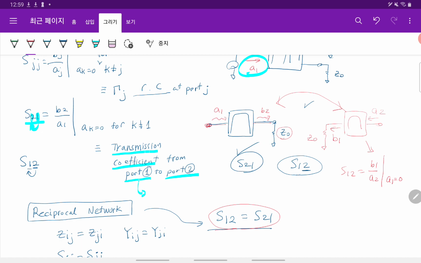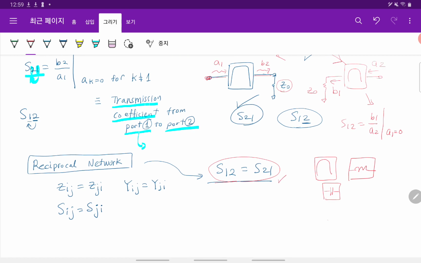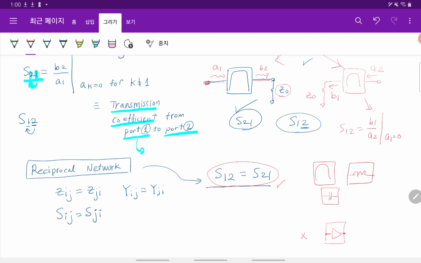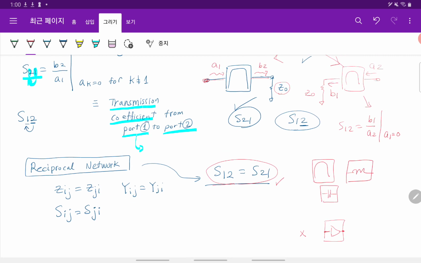So basically all filters, as I said, resistors, two-port networks, capacitances, passive networks follow this reciprocal network property, but an amplifier is not reciprocal. It's not independent from source location. Right. So let's move on to another feature of S parameters.